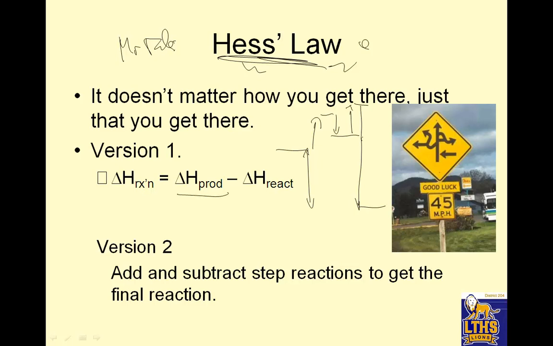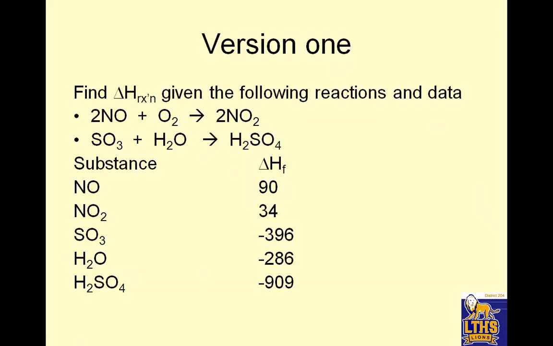So the delta H of the products, which we get from a table that has these things on there, and delta H of the reactants, which again, those numbers come from the table. And then step 2, I think, is what we're going to start with. Version 2, as odd as that sounds. Oh, no, we won't. Version 1. Find the delta H of the reaction given the following reaction data. So remember, it's products minus reactants. So delta H equals my products.